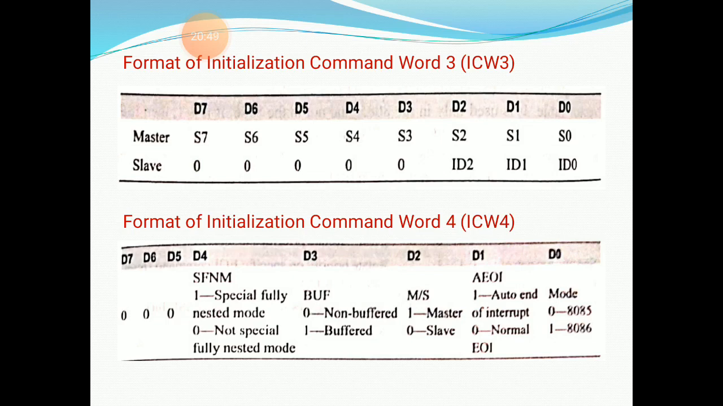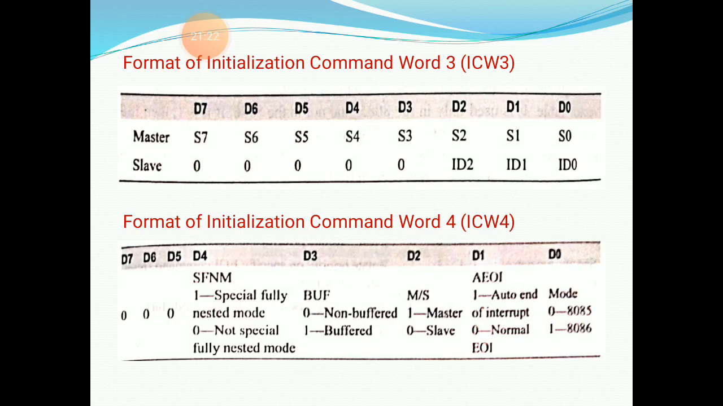D3 belongs to buffer. If D3 equals 0, non-buffered device. If it is 1, buffered device. And D4, SFNM, called special fully nested mode. If it is 1, the IC is operated in special fully nested mode. 0, not special fully nested mode. And the 3 bits D5, D6, D7 become zeros in ICW4 format.